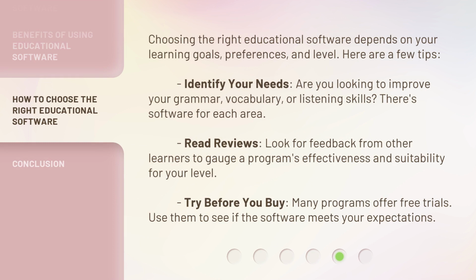Choosing the right educational software depends on your learning goals, preferences, and level. Here are a few tips. Identify your needs. Are you looking to improve your grammar, vocabulary, or listening skills? There's software for each area. Read reviews. Look for feedback from other learners to gauge a program's effectiveness and suitability for your level. Try before you buy. Many programs offer free trials. Use them to see if the software meets your expectations.